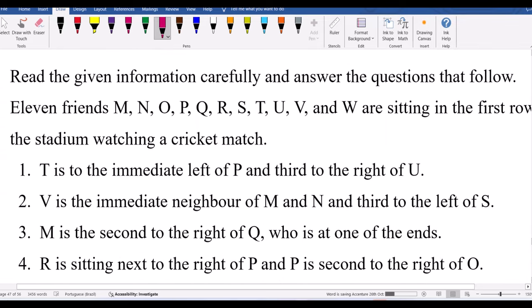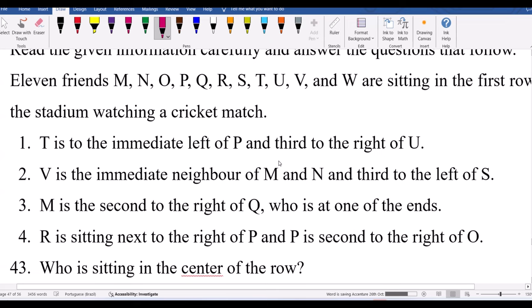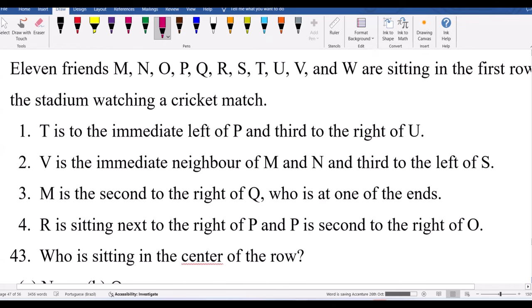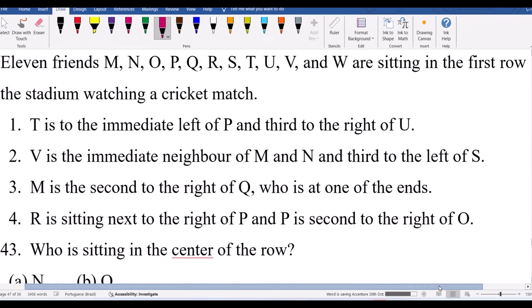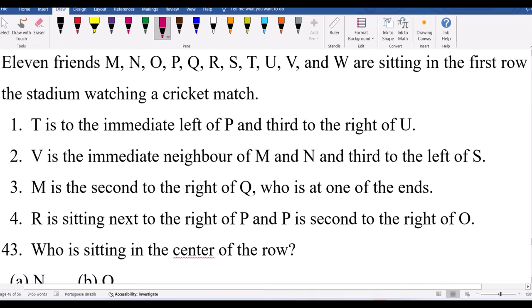So, we'll complete this question. And this is, see, 11 people you need to arrange in a row, not one person or two persons. 11 people you need to arrange in a row. And they're asking a lot of questions related to that. T is immediate left of P. T is immediate left of P and third to the right of U. U first right, second right, third right. Then go for connected one. Then link is waste. Related to UTP, you have to go.